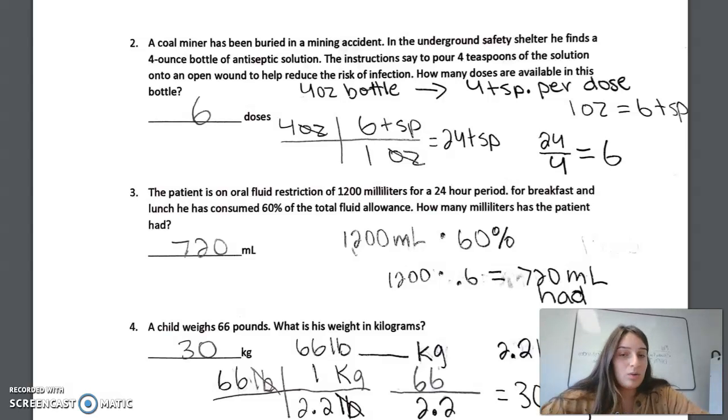I started with stating my 4 ounces, the known. So then I set it up and I put ounces on the bottom. I know that 1 ounce equals 6 teaspoons. Then my ounces canceled out and I multiplied 4 times 6, got 24. Then I knew I had to do 4 teaspoons per dose, or the dose amount was 4 teaspoons. So I divided 24 by 4 and I got 6 doses.